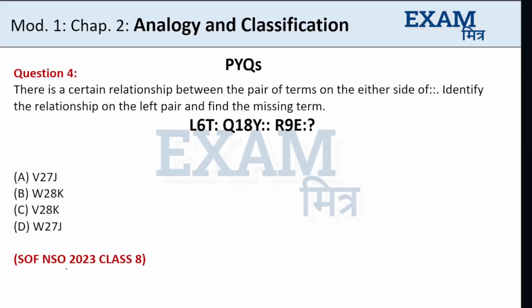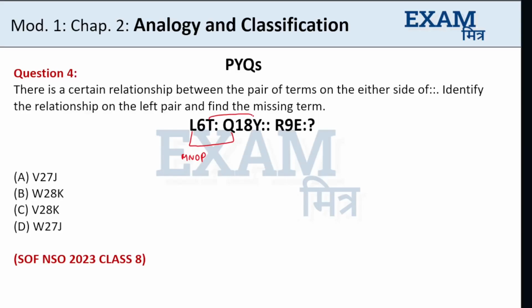Now this question was asked in SOF NSO 2023 for class 8. There is a relationship between these two pairs, and applying the same relationship we need to find the second element of the pair. Let's see. Can we find any relationship between L and Q? The relationship between the letters is based on skipping of letters. Let's see how many letters are skipped between L and Q. L, then comes M, N, O, P, Q. That means 4 letters are skipped from L to Q.